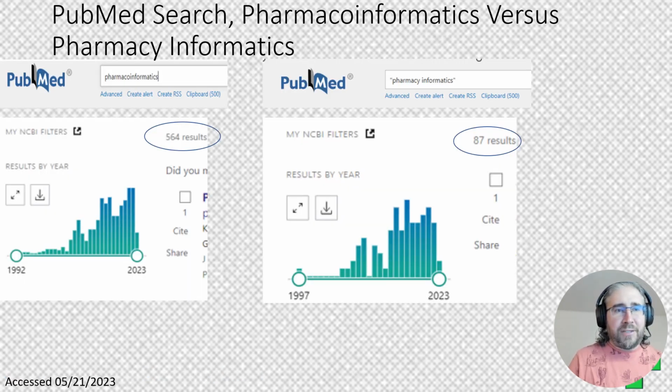A next level to explore is to see how these different terms are used in scientific publications. A simple PubMed search provides more evidence of differences between pharmacoinformatics and pharmacy informatics. One difference is simply the number of results between the two terms retrieved. There are over 6-to-1 pharmacoinformatics versus pharmacy informatics publications. So those in pharmacy informatics need to get busier, is another way of saying that.